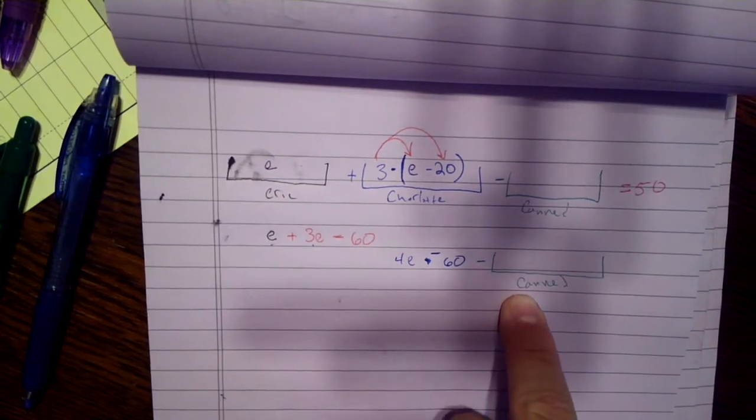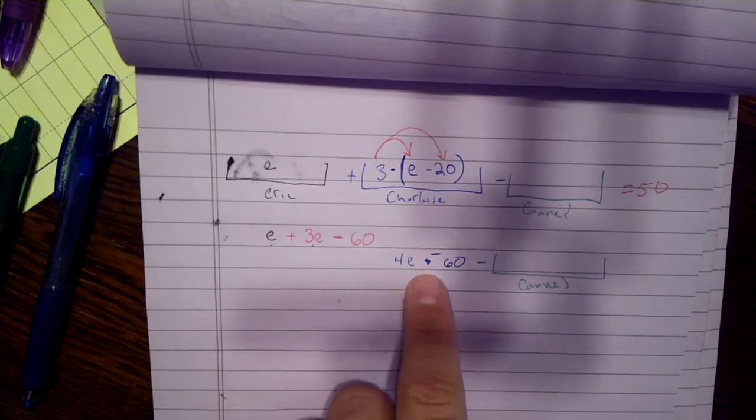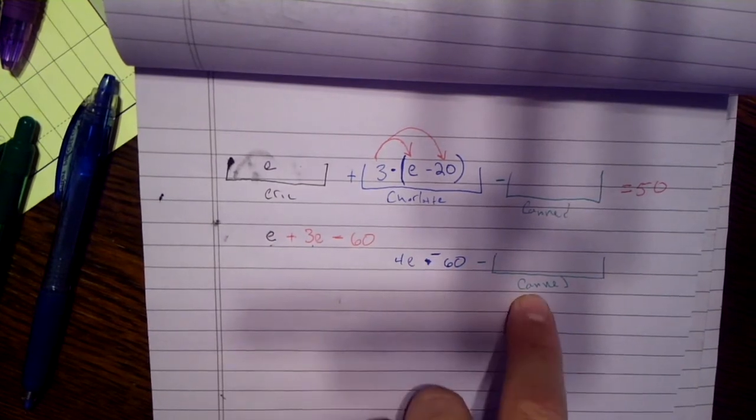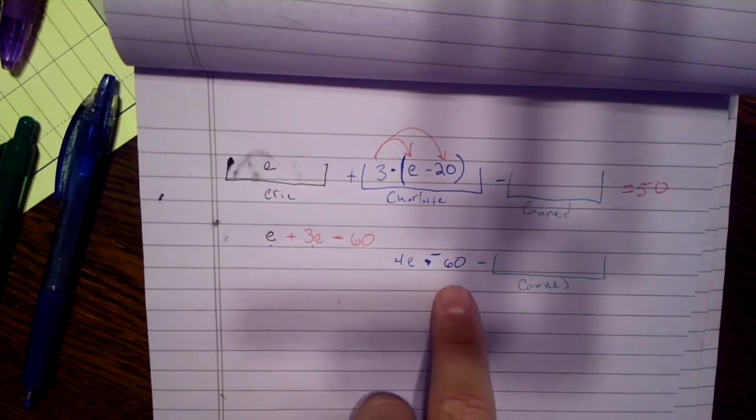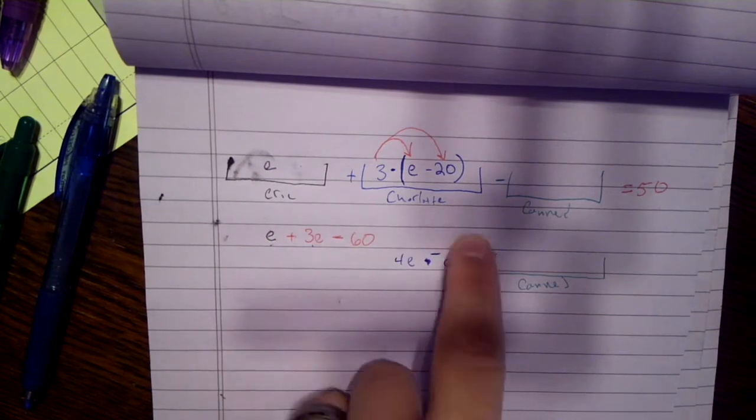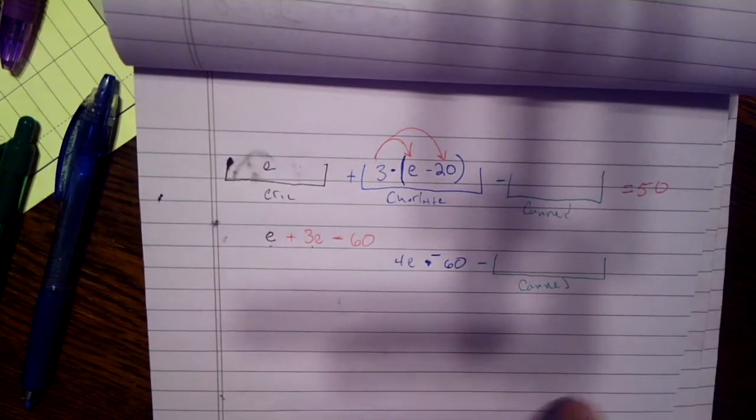All right, so now we want to do the canned food. It says they spent half of this money on canned food. Okay, so we want to figure out what half of this is. So how do you figure out what half of something is? You divide it in two. You cut it in half.